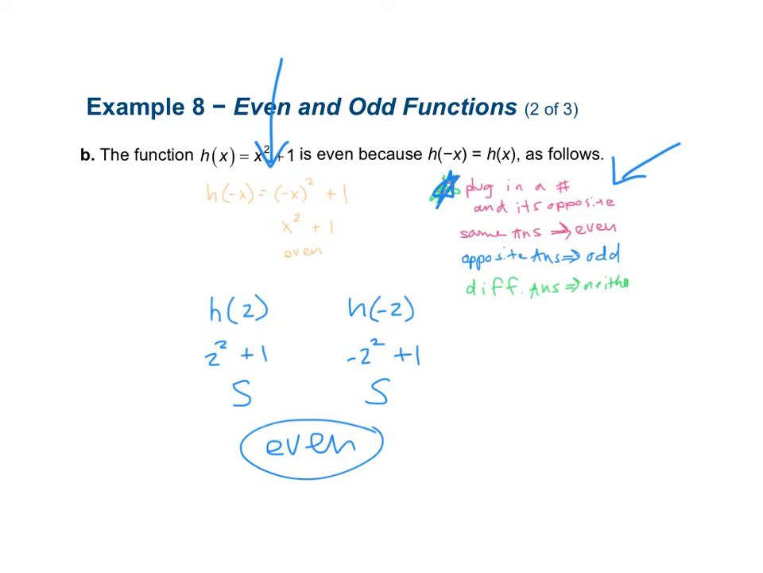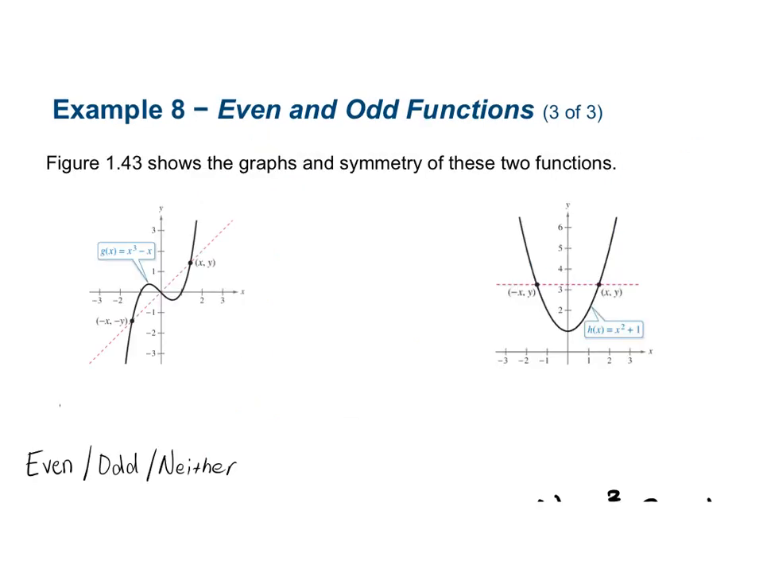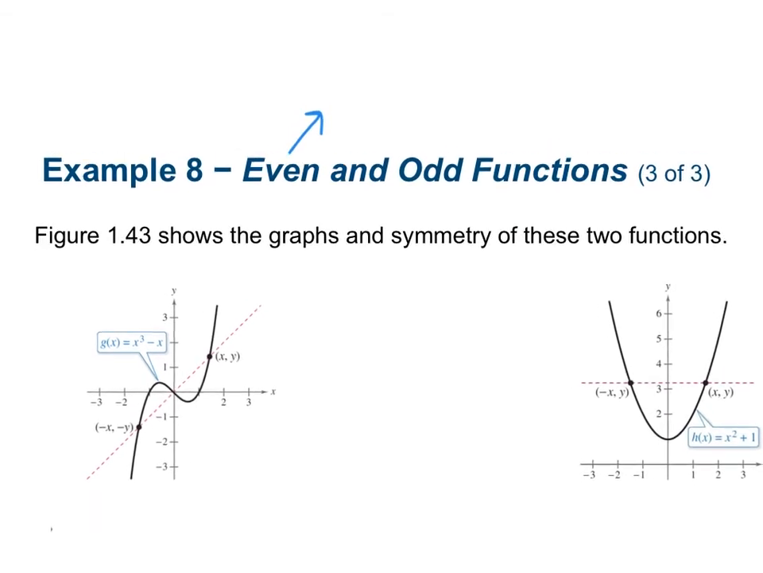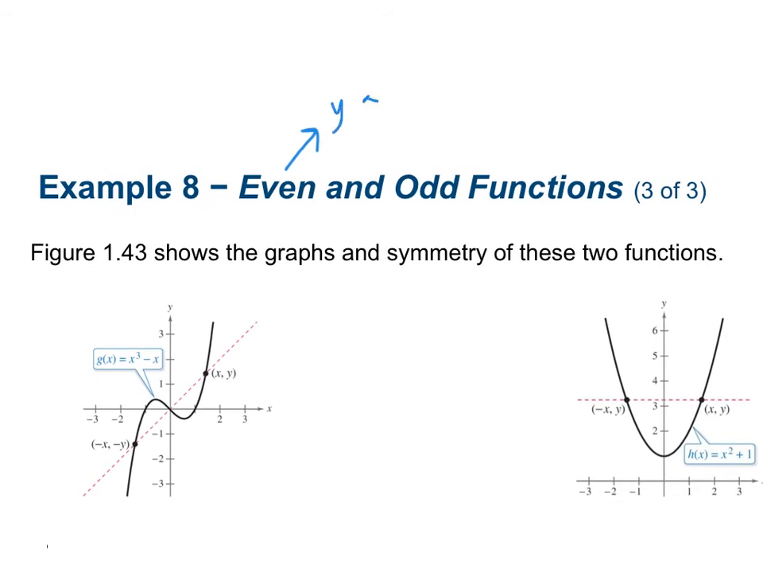We can also tell if we have even or odd functions just by the graphs. So we said an even function is symmetric with respect to the y-axis, and an odd function is symmetric with respect to the origin. And that means you can just flip the graph upside down. Like if you just take your graph and flip it upside down, the graph looks exactly the same.